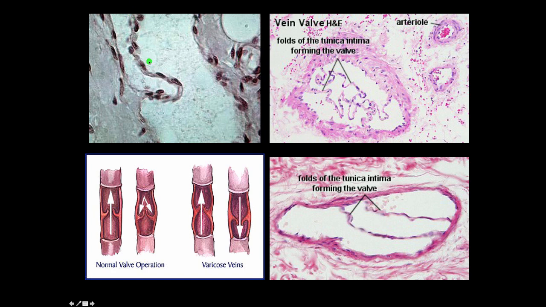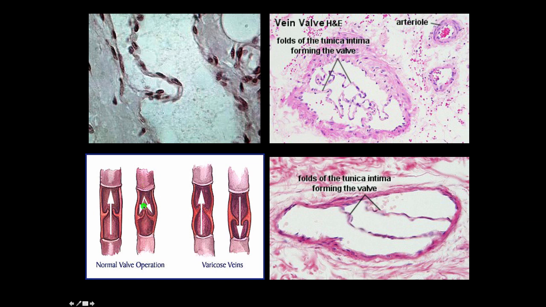Here is just a high-power histological view of a valve. Basically, it's an infolding of the tunica intima of the vein. Here you can see the valve in the vein, infoldings basically of the tunica intima forming the valve. And I think you can appreciate the valves ensure that blood only goes in one direction. So blood flowing in this direction doesn't flow in the opposite direction.